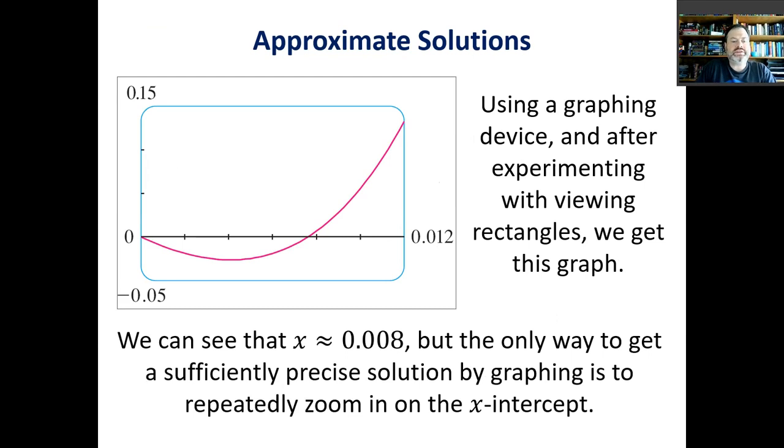But the only way to get a sufficiently precise solution by graphing is to repeatedly zoom in on the x-intercept, right? So we would have to just keep zooming and zooming. And that's not really efficient, right? But we can have a calculator. So we're not going to be programming our calculators. For those of you in the computer science field, if you want to program an algorithm in your calculator, or if you want to use Java or whatever to do this, that's fine. I would just ask that you submit a copy of your code on an exam.